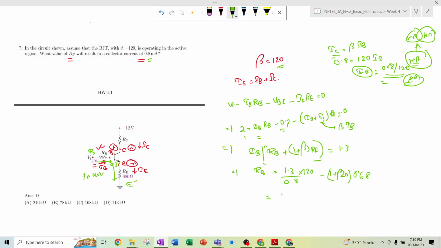Okay, so if you do this, 1.3 into 120 by 0.8, it is 195, minus this 121 into 0.68, which is 82.28 kilo ohm. So it will come, minus this, 102.72 kilo. So here it is close to 113 kilo.